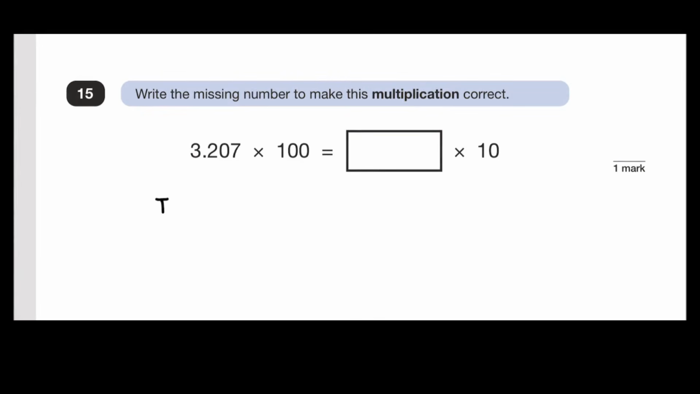So you're going to write the missing number to make this multiplication correct. So pause the video now and have a go. So this is how I would do it. I would draw out the place value chart.